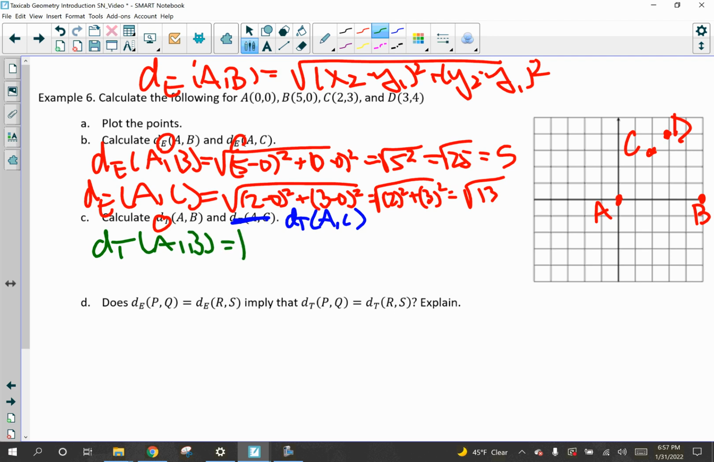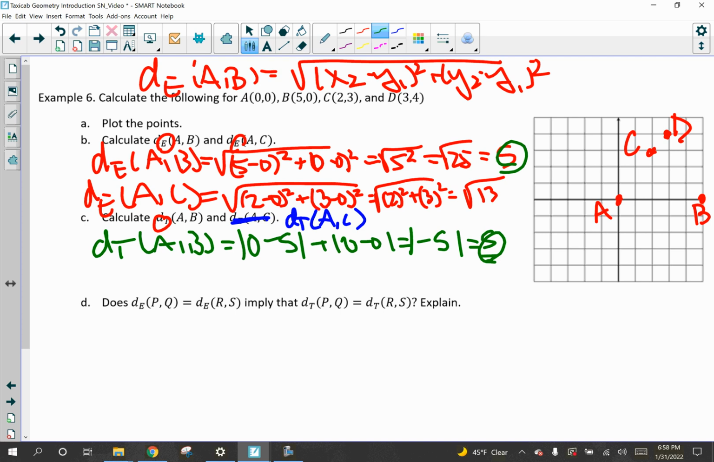The absolute value of 0 minus 5 plus the absolute value of 0 minus 0. This gives us the absolute value of negative 5 plus the absolute value of 0, which is just 5. So these match up, don't they? Good job, they match up. Yay!